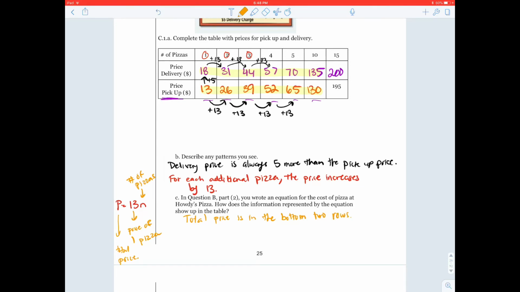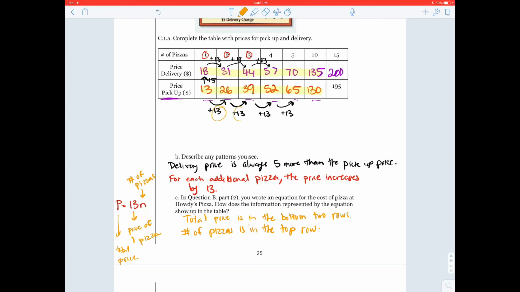Okay, where can I find the number of pizzas? Well, the number of pizzas is in the top row. Is in the top row of the table.